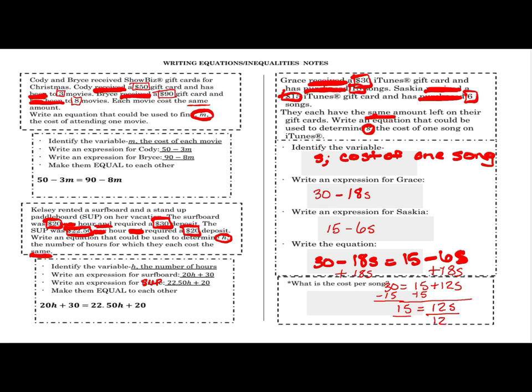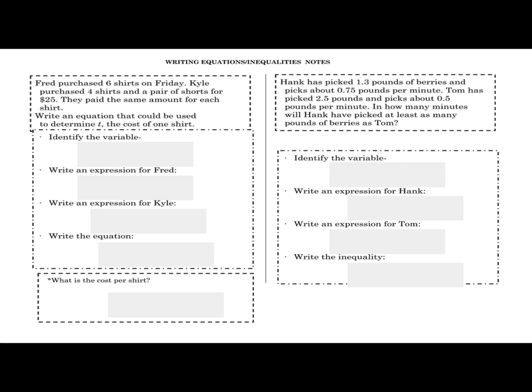Then I'm going to divide by 12, and divide by 12. And I should get S equals $1.25 per song. Remember, you can check your work. All right, so let's try it again.